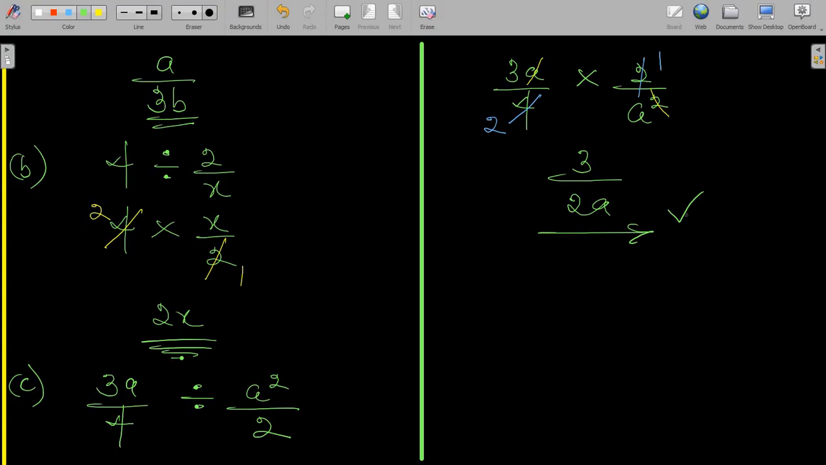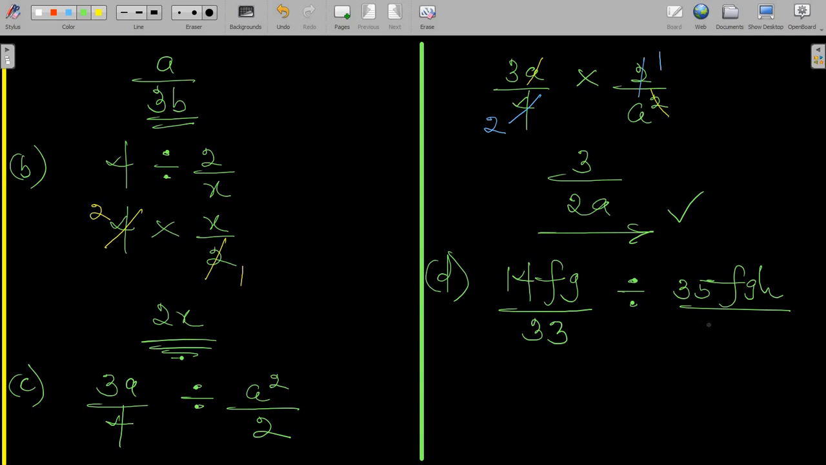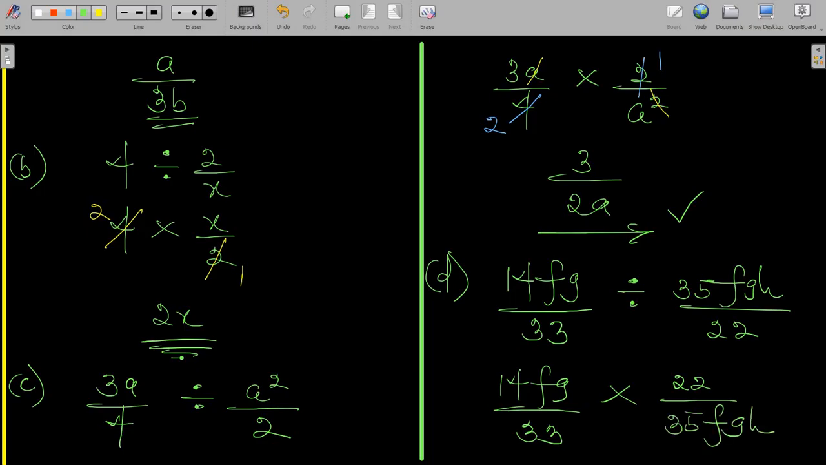Now let's move on to the fourth one. So we have it to be 14fg over 33, now divided by 35fg all over 22. So what are we going to do here? Let's go on. So in this case, we have 14fg all over 33. So let's remove the division sign. Then 22 will come up, divided by 35fgh.